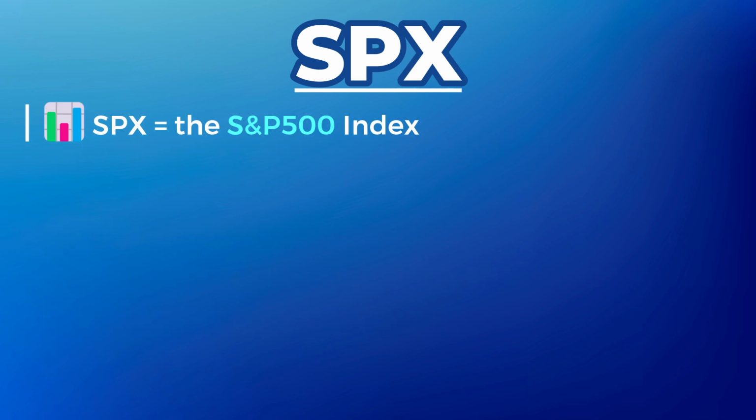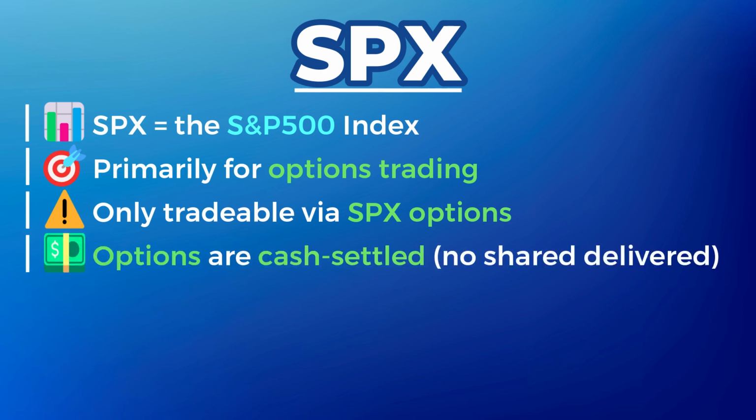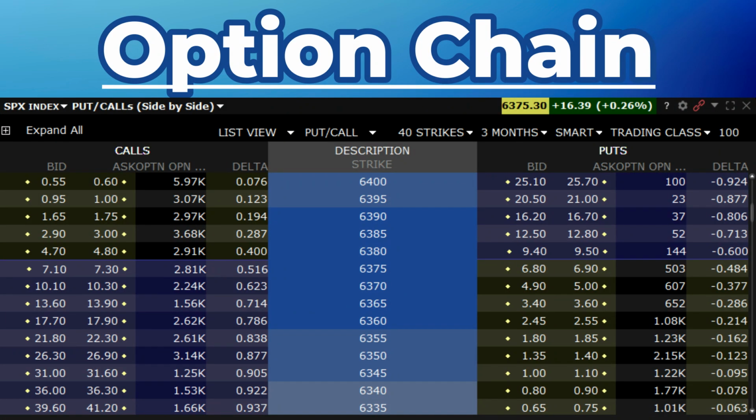Okay, now we go into the SPX. What's the SPX? Once again, just like SPY, it represents the S&P 500 index. It's mainly used in the options market, and these option contracts are cash settled. Now I just want to show you this, the option chain. If you trade SPX, you have to be familiar with how the option chain works. This is essentially how SPX trades.